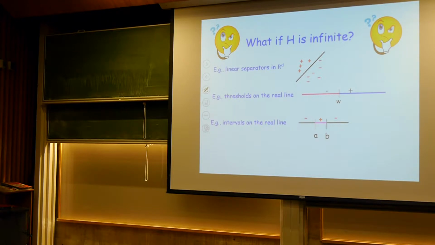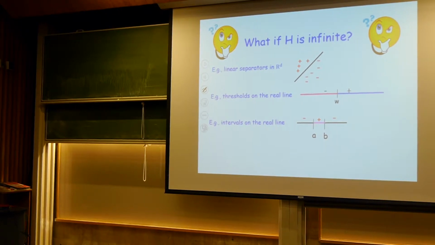Okay, cool. So examples to keep in mind for today's lectures are linear separators, then thresholds on the real line. These are toy examples, but I'm going to use them. Imagine that the classifiers look like the following. We have the real line as an instance space. There is just a point W, and everything to the left is labeled as minus, everything to the right is labeled as plus. So this is almost like a linear separator in one dimension.